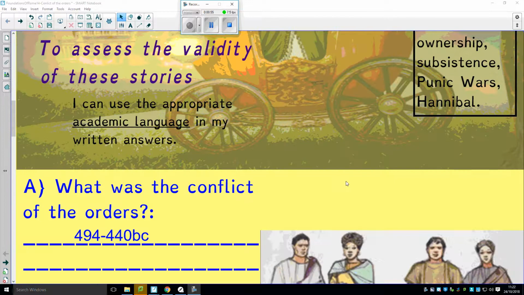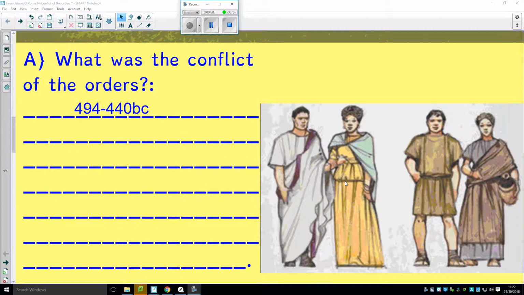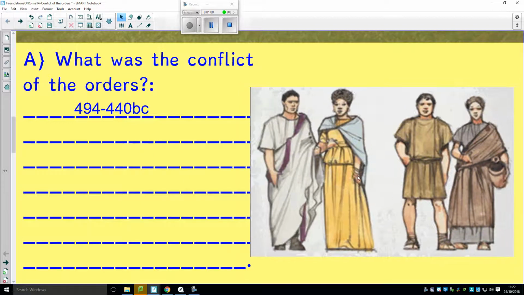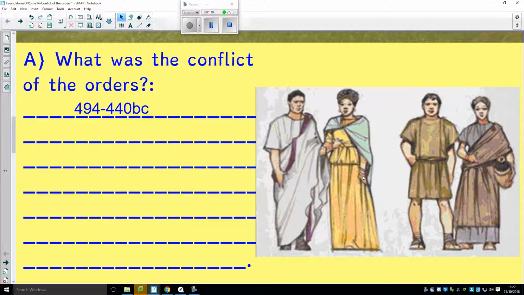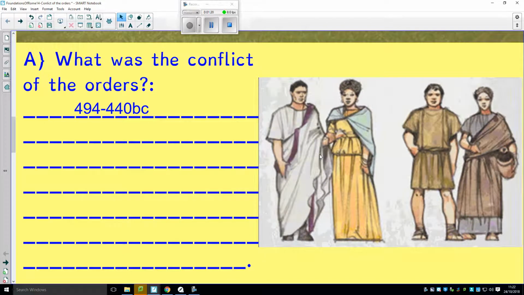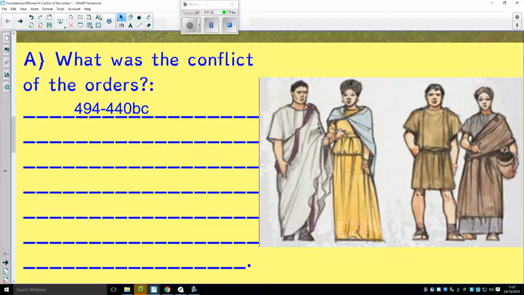So, what was the conflict of the orders? Well, it's a series of conflicts, fights, between the patricians and the plebeians in the early history of the Roman Republic. We're going to look at the period of about 50 years between 494 and 440 BC and how this really affected Rome and its political structures, because essentially the plebeians win the conflict of the orders.